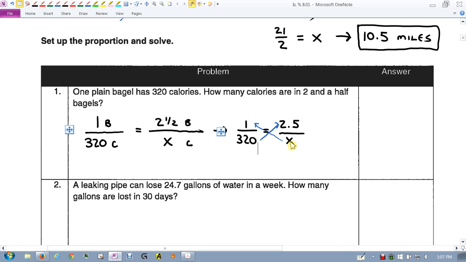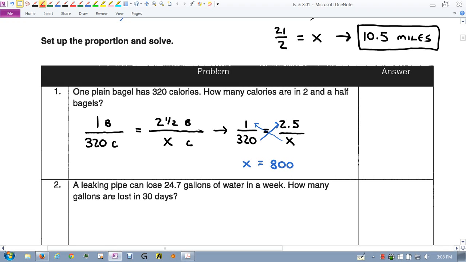So what is X times 1? X, that becomes the new left side. What is 320 times 2.5? 800? And you have X. You're done. That's it. That's called cross multiplication. You can only do it when you have a fraction equal to a fraction. It's the only time it's valid. You can do that to any fraction, but whenever X is on the bottom, that's when it becomes useful, because by doing that, the X appears on the top.